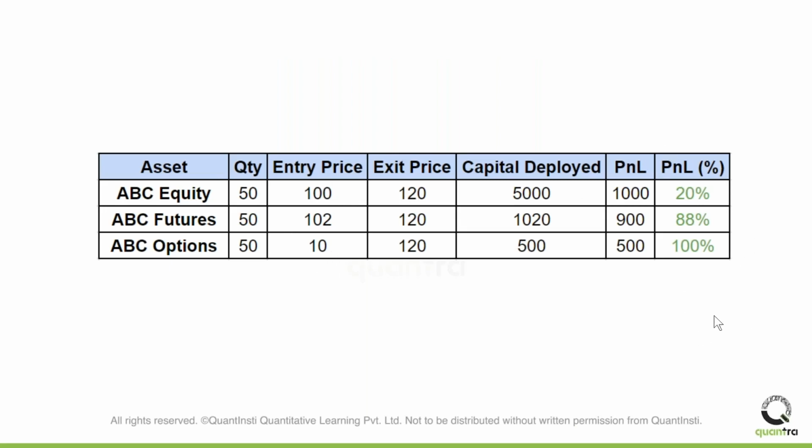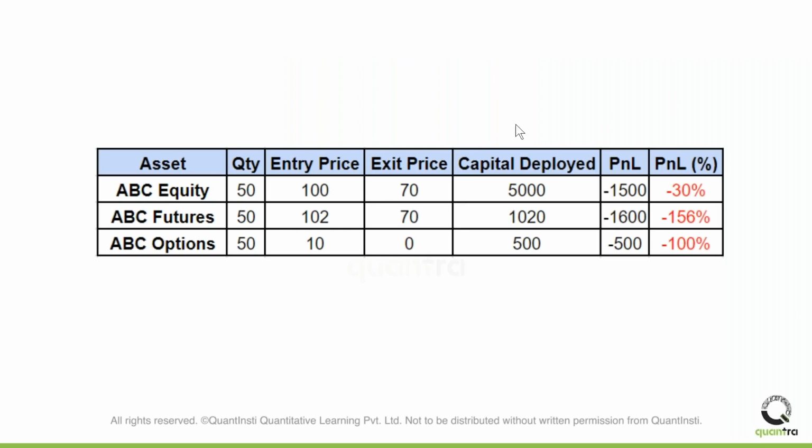So this is a scenario where the stock went up by 20%. Now let's see the scenario where the stock has fallen. So in the same case, let's say the exit price is 70. From 100 rupees on June 30th, it fell to 70. In this case, if he bought equity, he lost 1500 rupees, which is 30% of his capital.